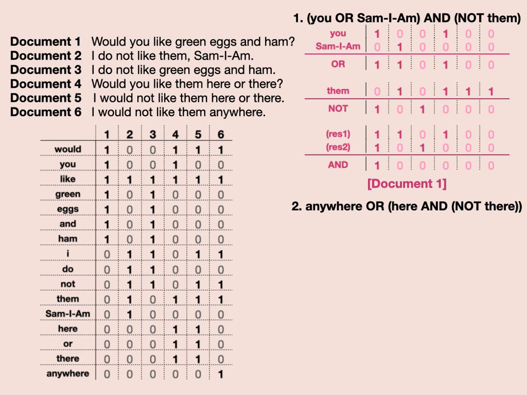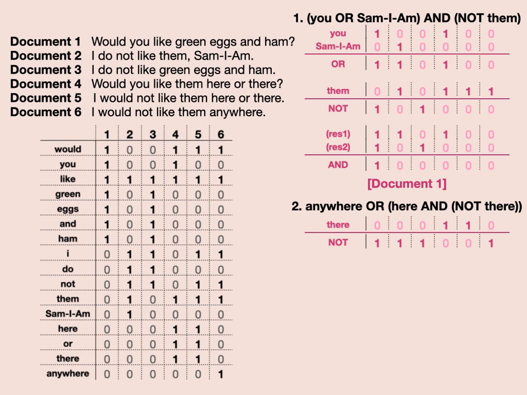Now, we can also do anywhere or here and not there. Again, as they roll off the tongue, it's a lot to process all at once, but we do them one at a time, right? And as usual, we'll start with the inside parentheses. So, not there. I don't want any documents that contain there. So the opposite of there is those 4 documents. Now we're going to take that result and AND it with all the documents that have here.